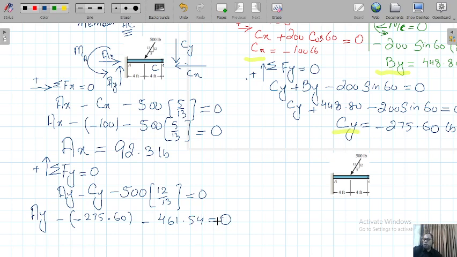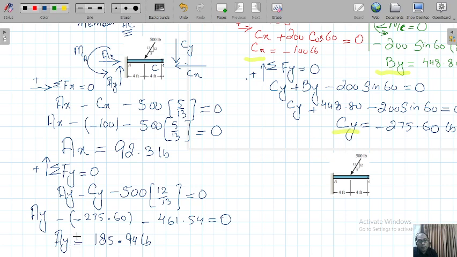Once this is done, you can easily calculate your Ay, and all the numerical values have been calculated. So there is only one unknown, and your Ay comes out to be how much? Ay comes out to be equal to 185.94 pounds. Okay. So this is being done.